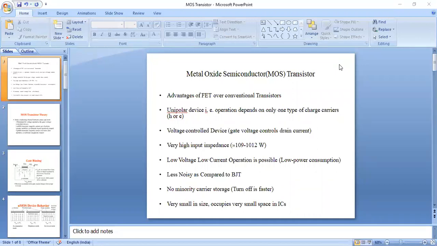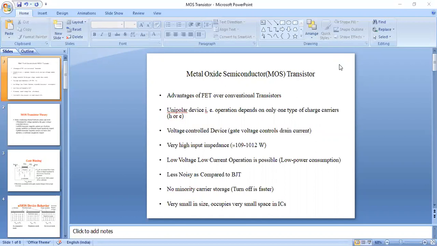This slide shows some differences between the FET and the conventional bipolar junction transistor. As we know, the FET is a MOS transistor, and the conventional transistor is the bipolar junction transistor. So let me see the advantages first: the advantages of the FET over the conventional transistor.